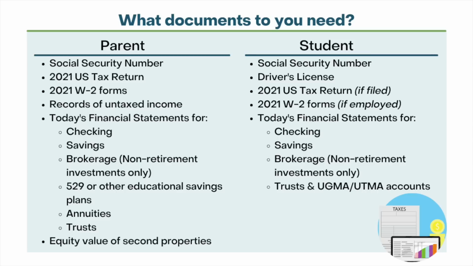Students will need their Social Security number, driver's license, any income earned in 2021, whether it's through the U.S. tax return or other types of income, and W-2 forms if they were employed. To fill out the assets section, students will need today's balances from checking, savings, and any non-retirement investments they may have, like brokerage accounts, as well as trusts or UGMA or UTMA account balances.